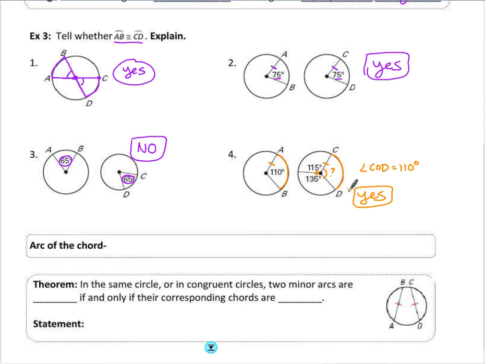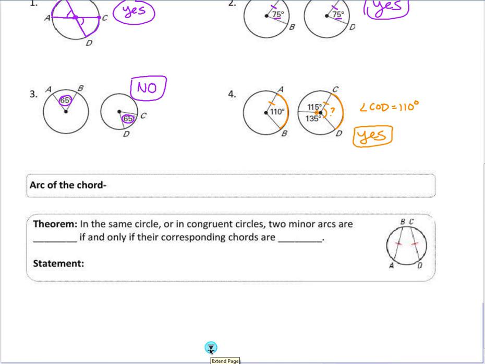So if you flip to the top of your next page, which for me is at the bottom of this page, we're going to talk about the arc of a chord, and we're also going to talk about some theorems that exist between arcs and their chords. So the arc of a chord is an arc where the endpoints of that arc are the endpoints of a chord.